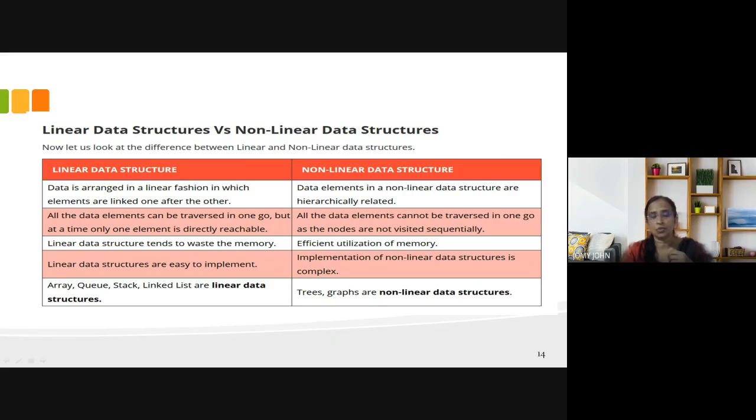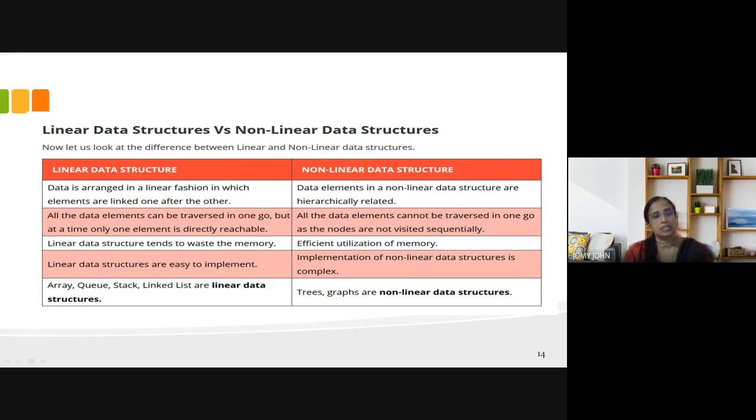A[i], a[0], a[1], etc. We are not taking every element in one stretch. We are accessing elements one after another. That's the case with a linear data structure. One of the disadvantages is that it tends to waste memory, because in advance we book sufficient memory, wasting unused memory. But it is very easy to implement.